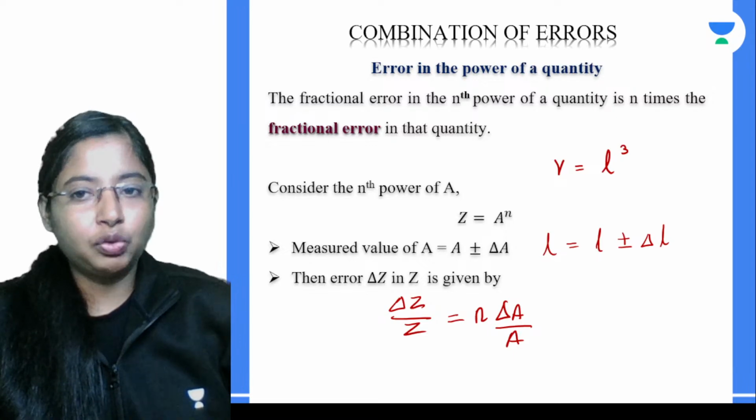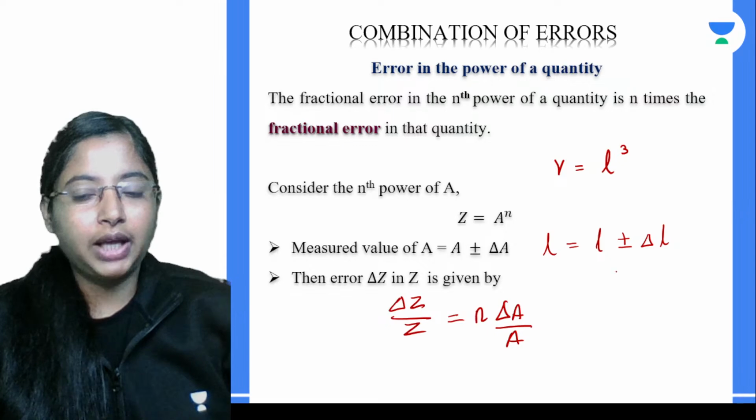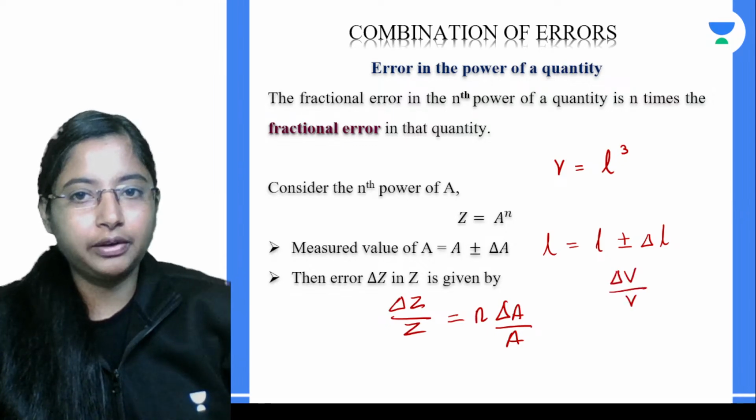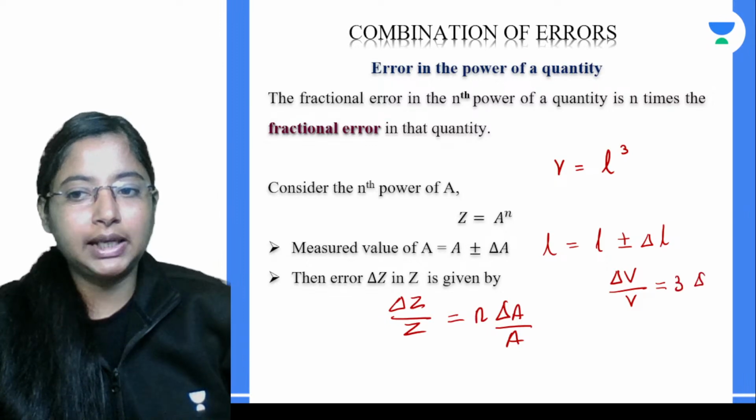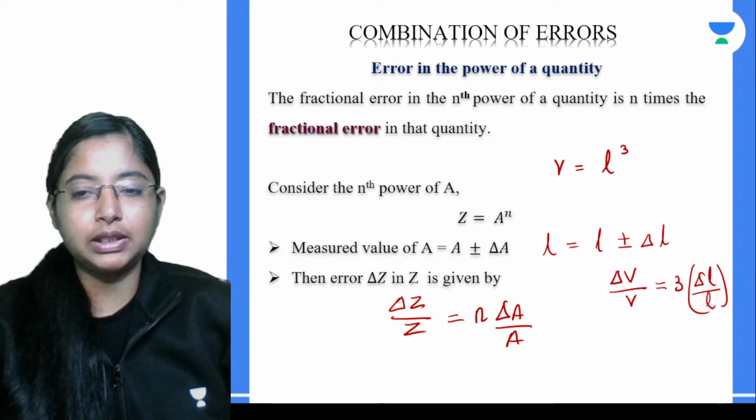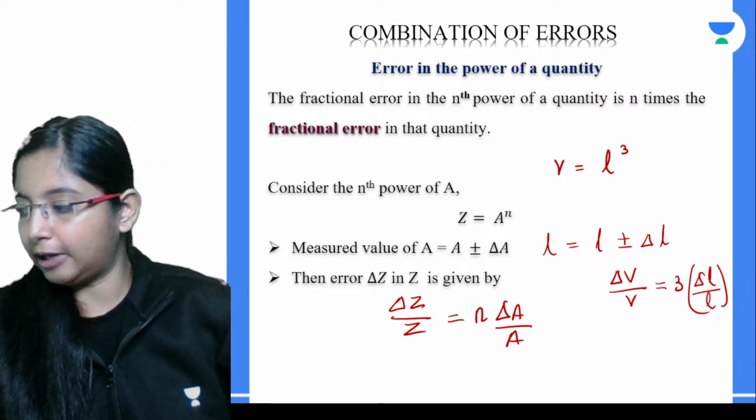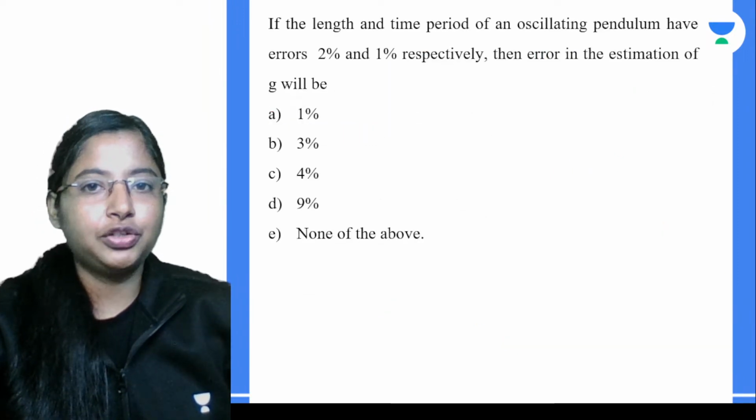So if you're writing for volume, in the previous case where we added all the three terms, instead of doing that, you can find the fractional error in volume by just doing 3 times delta L by L. Makes sense, right? We added delta L by L 3 times, so that is nothing but 3 times delta L by L. That's it. You can directly go with this one. So let's do a question based on it.